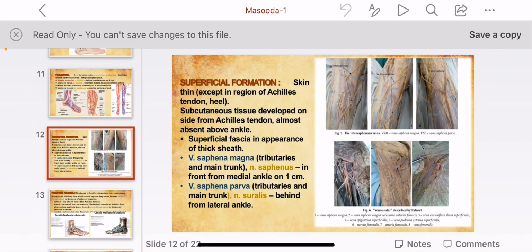Superficial formation: we can see skin with sweat glands, except in the region of the Achilles tendon and heel. Subcutaneous tissue is developed on site from the Achilles tendon, almost absent above the ankle. Superficial fascia is in appearance of a thick sheet. Vena saphena magna, nervus saphenus in front, from medial ankle by 1 centimeter. Vena saphena parva, nervus suralis behind from lateral ankle.